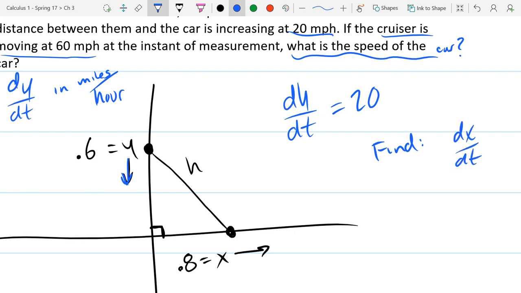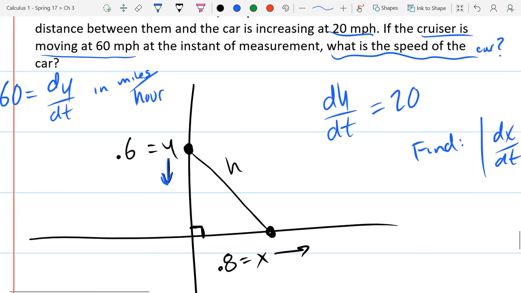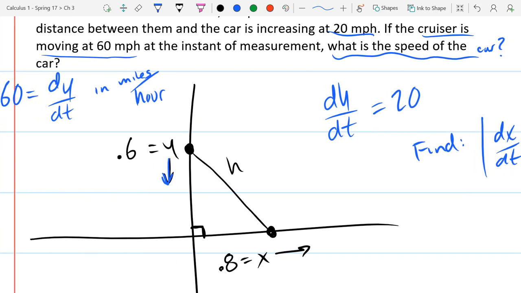Now they're asking about the speed, so they want the absolute value of this. So we're going to find dx/dt and then take the absolute value at the very end. Just going off the picture, it looks like the derivative should be positive because it's moving to the right. So the way we've laid everything out, we shouldn't need the absolute value here.